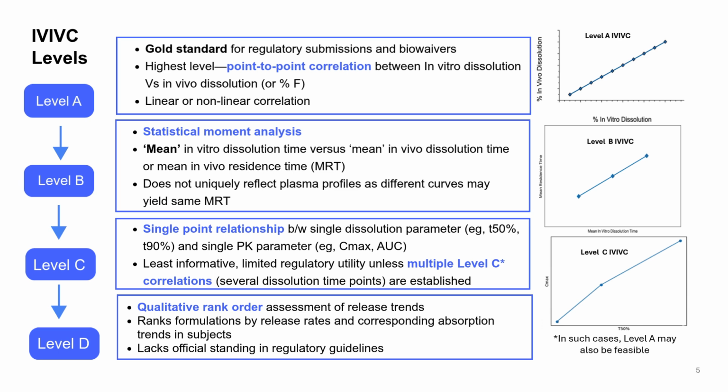Level D correlation is a qualitative and rank order, non-mathematical, correlation that compares the in vitro release data with in vivo absorption profiles. It ranks formulations by availability of drug or release rate, that is, fast, medium, slow release, to match general absorption trends seen in subjects. Level D IVIVC is not considered a formal correlation and lacks official standing in regulatory guidelines.